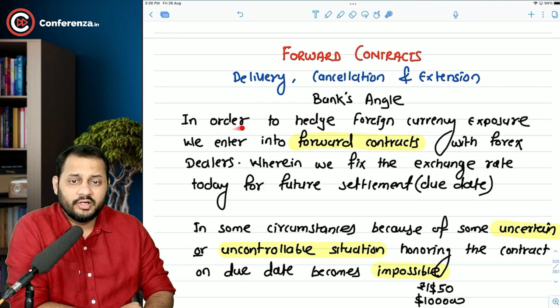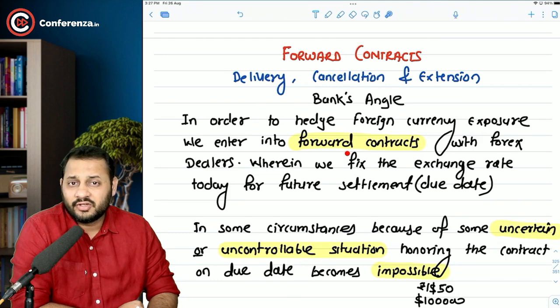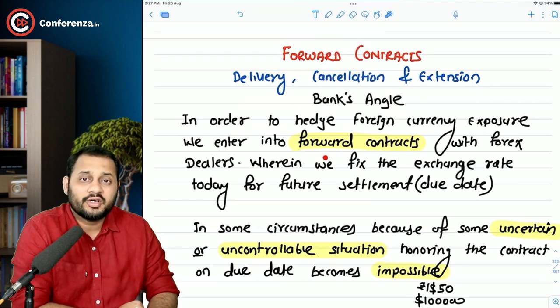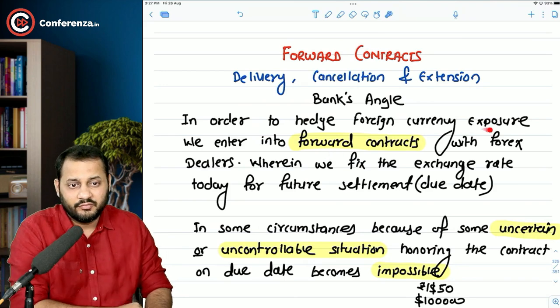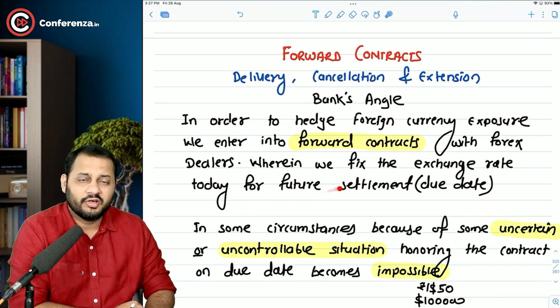Understand, in order to hedge foreign currency exposure, we enter into forward contracts. So let's talk from the angle of the exporter and importer. Exporter and importer have this foreign currency risk, because the settlement or the receivable is to happen after 6 months or 3 months or some future date. And in order to hedge that risk, we enter into a forward contract with the foreign exchange dealer, which includes the bank as well, wherein we fix the exchange rate today for future settlement.